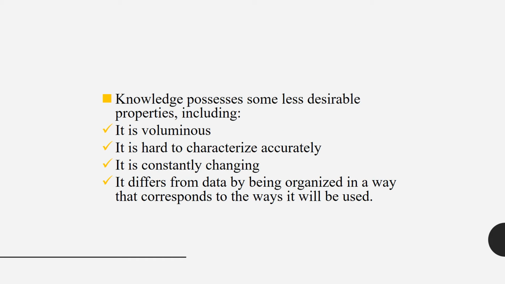Here we can find some less desirable properties of knowledge. They are: knowledge is voluminous, it is hard to characterize accurately, knowledge constantly changes, and it differs from data by the way it is organized and the way it will be used. In the case of data, we organize it in a manner such that it can be used easily. But in the case of knowledge, the way we organize it and the way we use it are different.